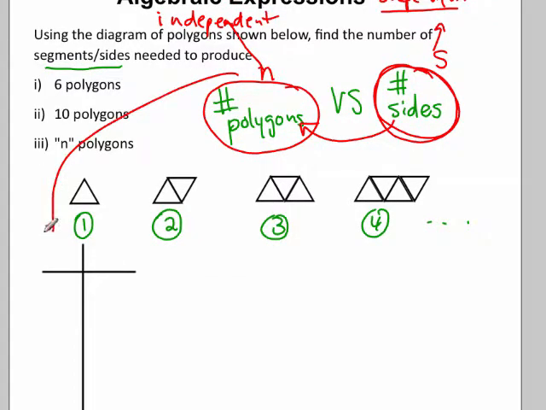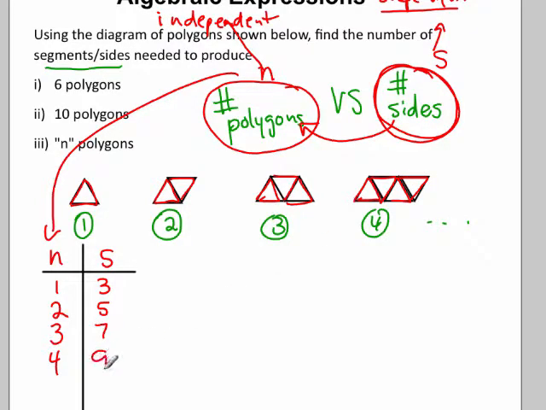So I'm going to put my independent variable here, n, and my dependent there, and then I'm just going to go through each diagram and count the number of sides. So in diagram 1 I have 3 sides. It's kind of like my starting amount. Diagram 2, I have the 3 from before plus 2 more. So that's 5. And in diagram 3, I have what I had in the previous diagram plus 2 more. And in diagram 4, I had what I had in diagram 3 plus 2 more.